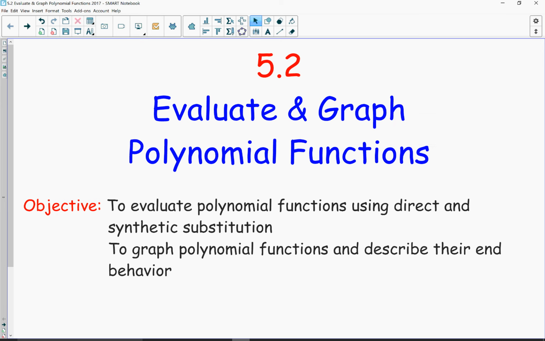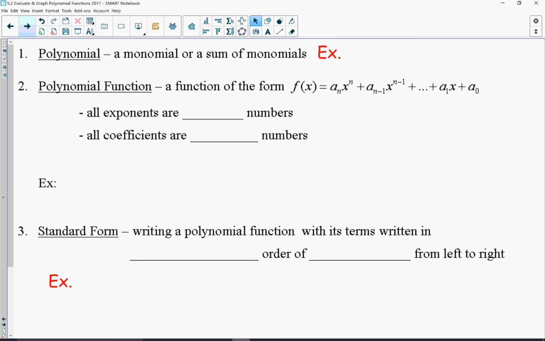Section 5.2, evaluate and graph polynomial functions. So a polynomial is a monomial or a sum of monomials. An example would be 3x squared plus x minus 5.